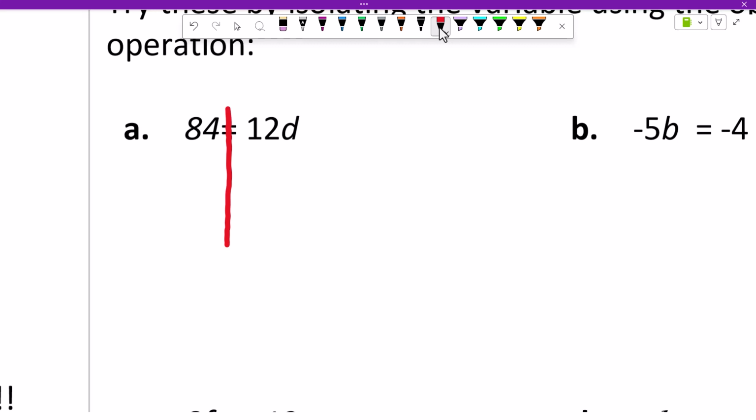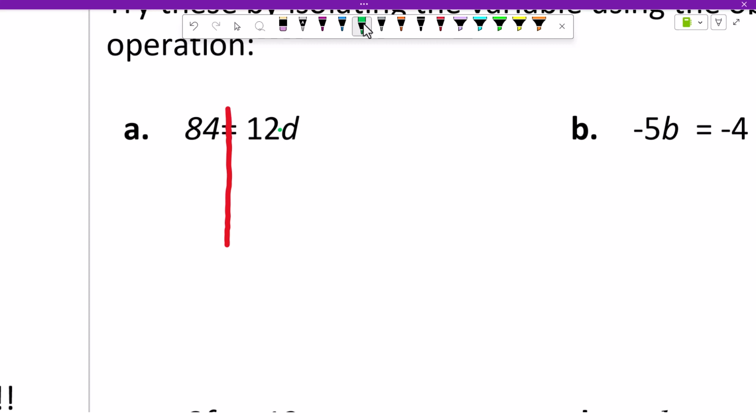That means this 12 needs to go away. The question you ask yourself is, what is the math operation between the 12 and the letter? Is it adding, subtracting, multiplying, or dividing? It's multiplying. D is our variable, that's what you're trying to find out. Remember, if you don't see an operation between a number and a letter, it's a times.